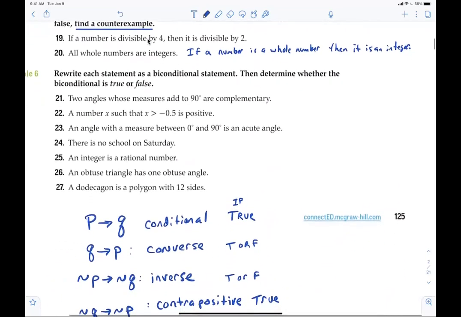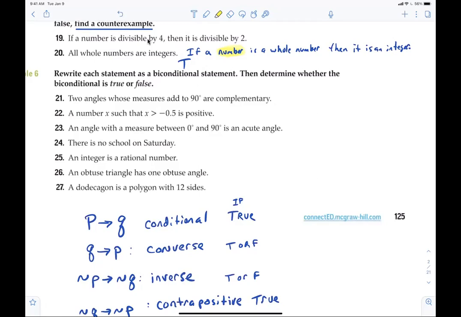Okay, so now, Nate, tell me what the converse is. The converse is... And by the way, we said this was true. So what's the converse? If all whole numbers. No. If a, what are we referring to? If a what? A whole number? No, an integer, no, a number? You're just referring to a number.